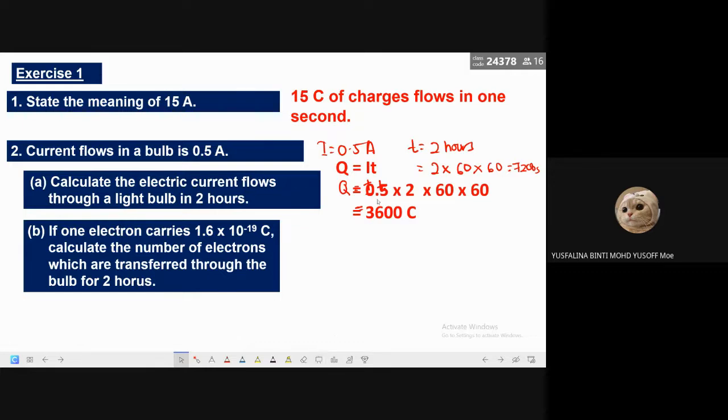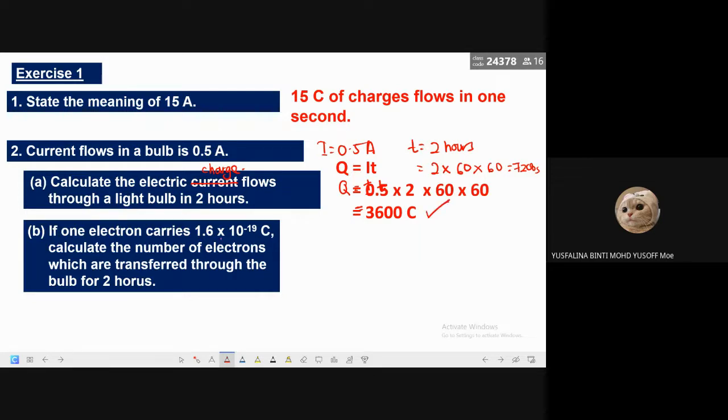Okay, so this one should be 0.5 times 7,200. You will get 3,600 coulomb. So this question you can put electric charge. Current is ampere. Okay, electric charge. Charge is in coulomb. Okay, so the answer is 3,600 coulomb.